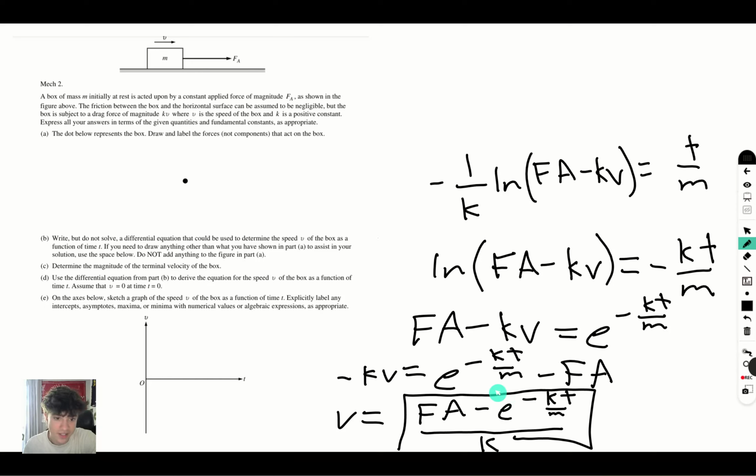So, as we can see, it's asking us to sketch a graph for the velocity. So it starts at rest, and the velocity begins to increase, but after a short time, the rate at which the velocity is changing approaches 0. So therefore the velocity reaches a constant value. If we wanted to find out what that is, we could just plug in t equal to infinity, and then we would get Fa over k. So it's approaching Fa over k. So there you have it, guys. That's how you would solve this problem.